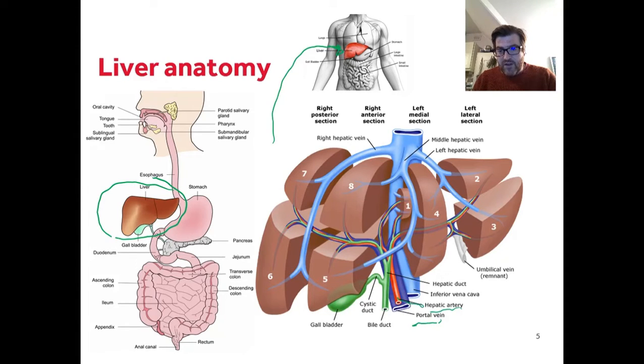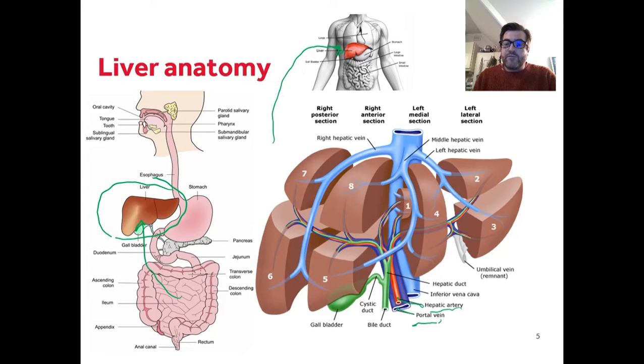Now, hopefully you can see that the portal vein is much larger than the hepatic artery, and that's because most of the blood supply, as I've already mentioned, is coming from the portal vein into the liver directly from the gastrointestinal tract. So blood is coming directly to the liver from the gastrointestinal tract.